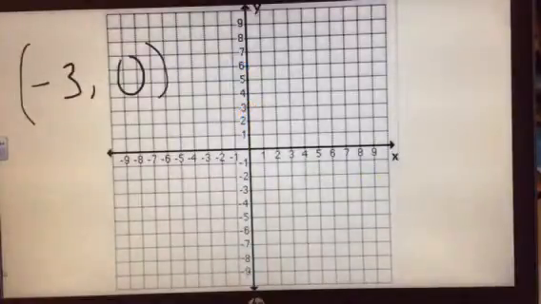In this scenario, we have -3 on the x. Starting at the origin, I move to the left 3 places, but I notice that my y, I can't move up and I can't move down because this is 0. So my point is right here.